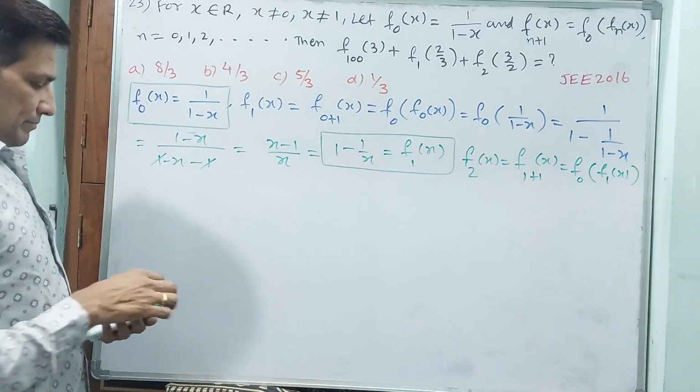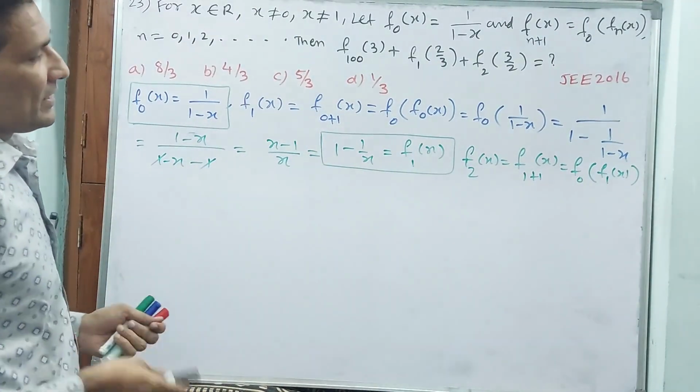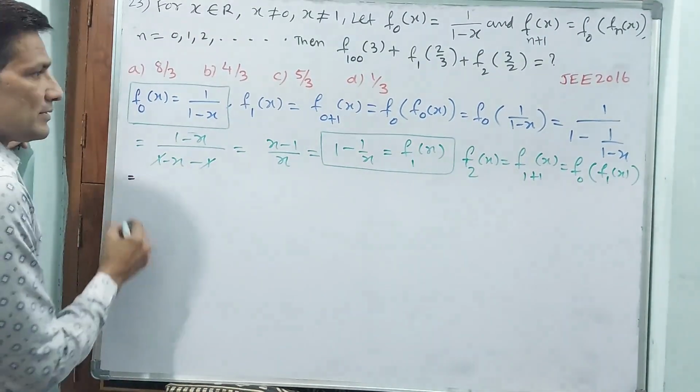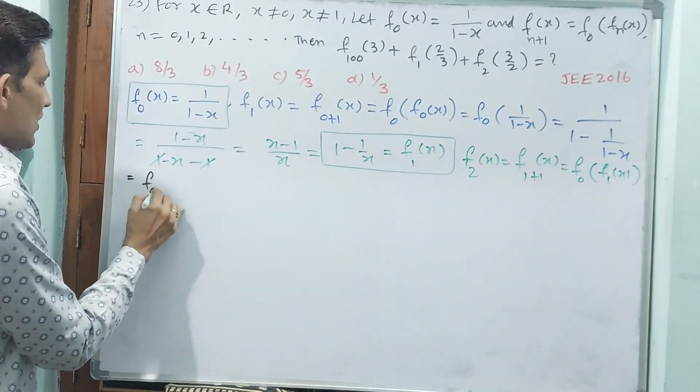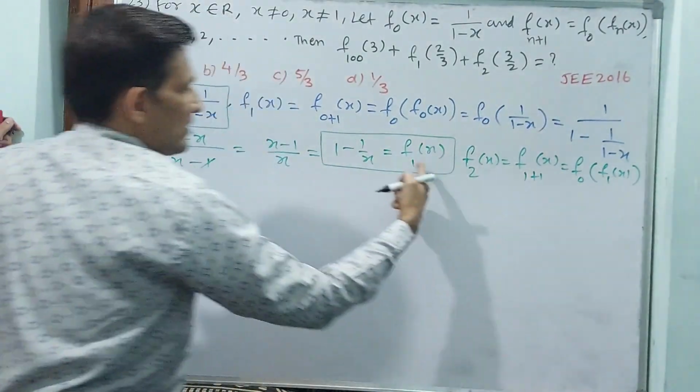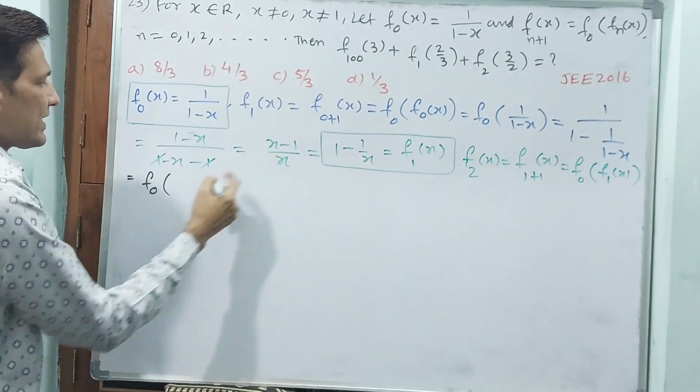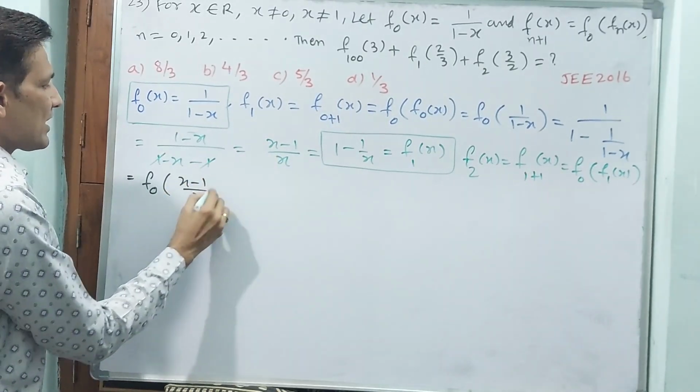Let us proceed then. See, that is equal to f0 of f1 of x, which is how much? 1 minus 1 by x. Or else shall I write like this, x minus 1 by x.